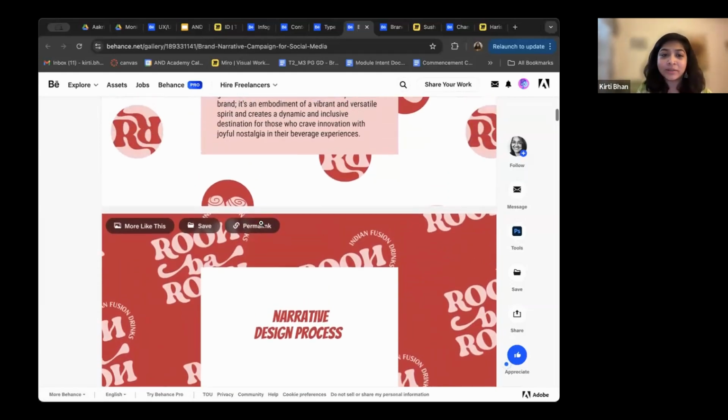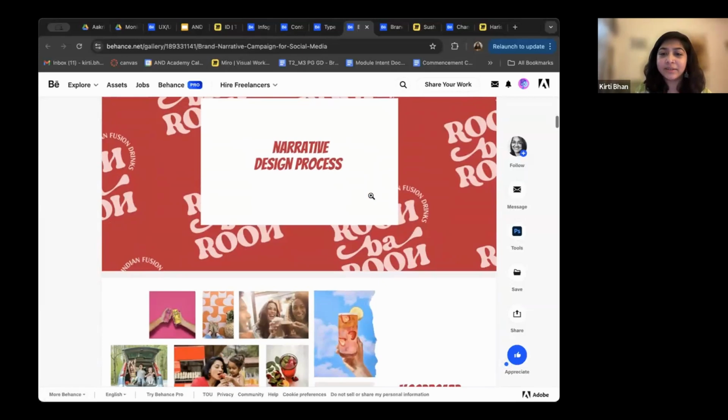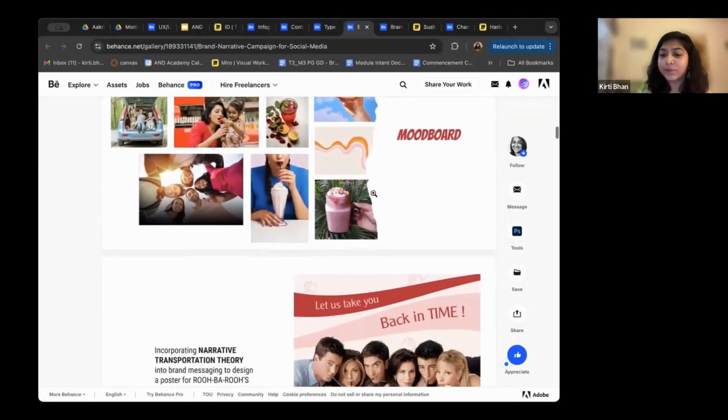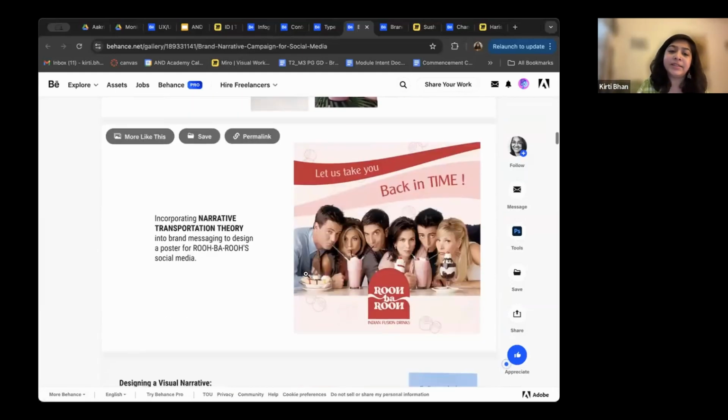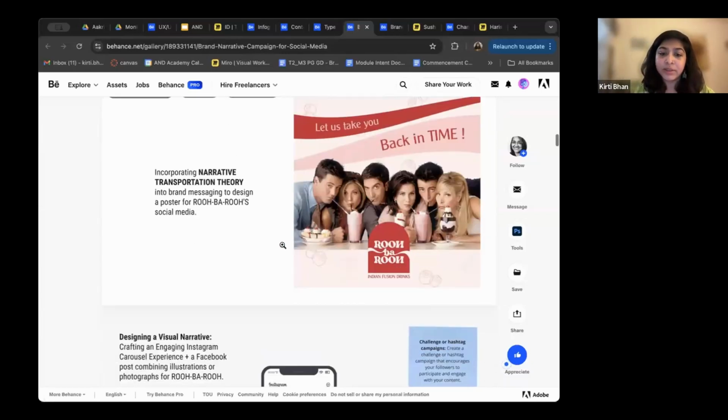You can see it through the color here. You can see it through the type. This is the process that she's highlighting here. Mood boards that she started with, like this is narrative transformation theory that she used to create this poster. This is an input, a concept that is taught, and then using that, she's created this poster.